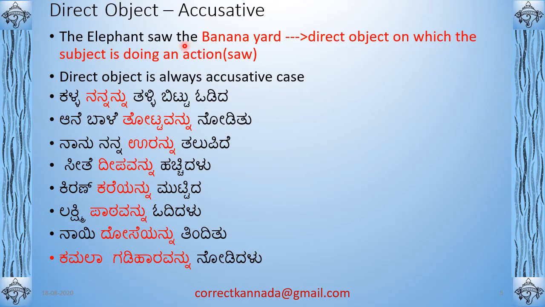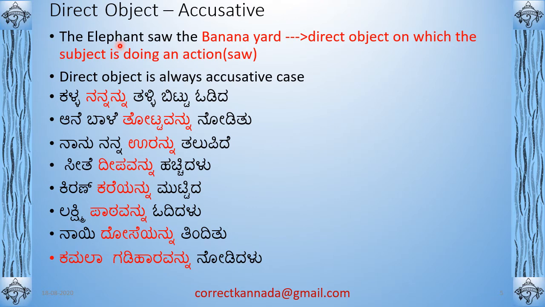Next one. The direct object in a sentence is always in accusative case, which is Dvitiya Vibhakti, right? The elephants or the banyan tree. What is the direct object? The direct object is the noun that the subject is acting on directly. That's why it's called a direct object. So elephants saw the banana yard.